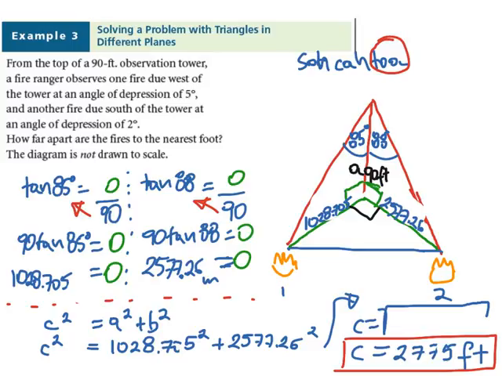And that's the distance, and it does make sense, at least to me, because the hypotenuse, the C side, the distance between the two fires, the 2,775 feet that we just calculated, is longer than any of the other sides of the triangle which are not the hypotenuse. So that does make sense to me in this case.